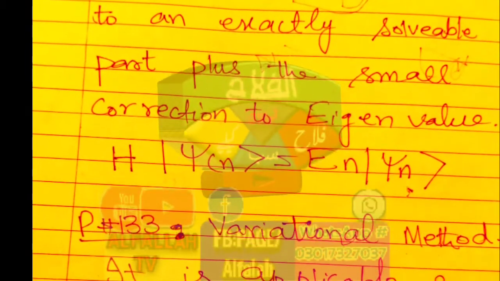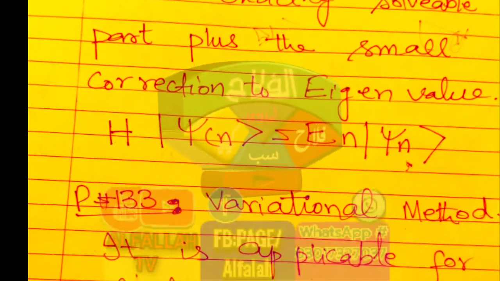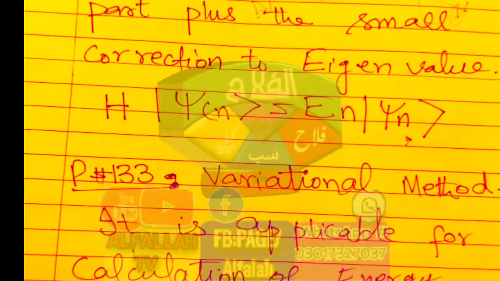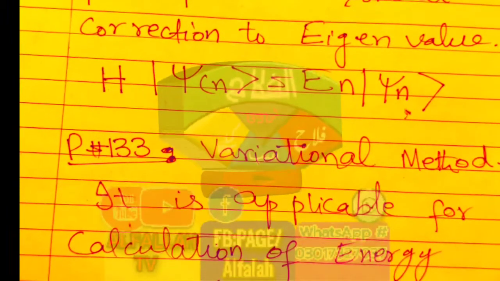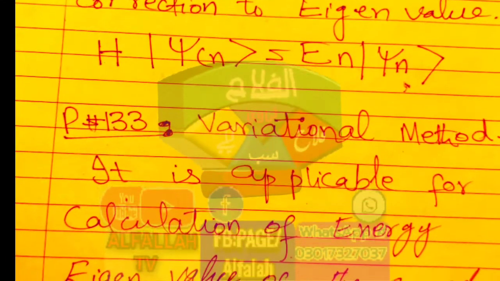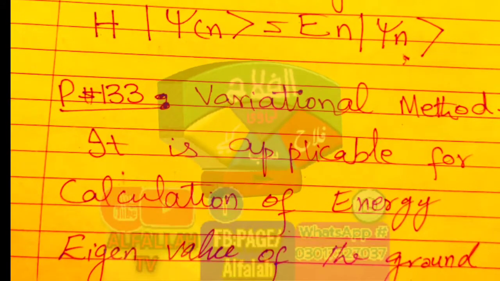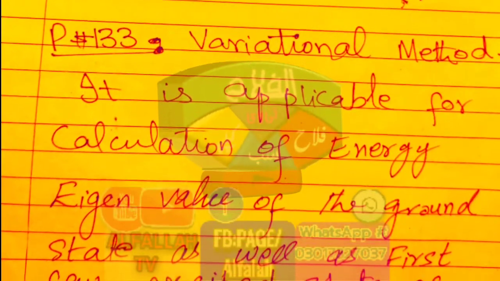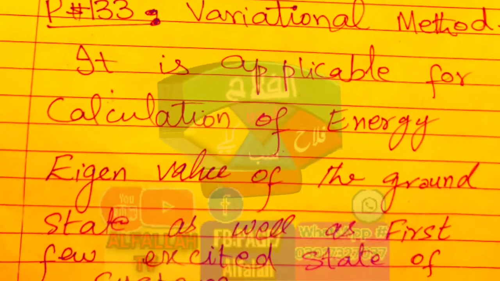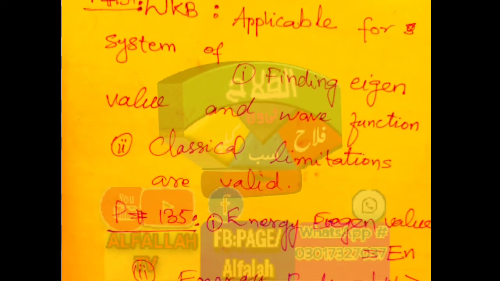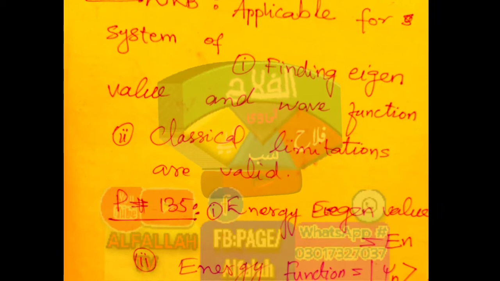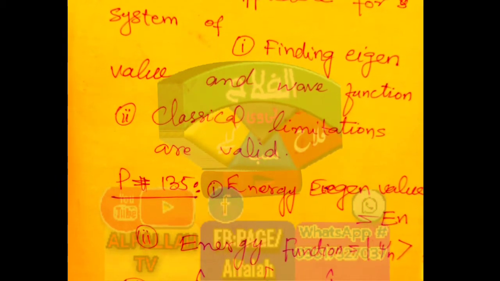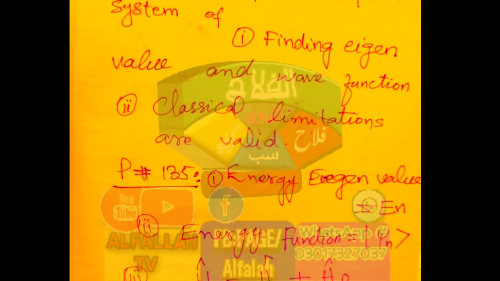Point number 133, variation method. It is applied for calculation of the energy eigenvalue of the ground state as well as the first few excited states of the system. Point number 134, WKB is applicable for systems where, number 1, finding eigenvalues of the wave function, and number 2, classical limitations are valid.